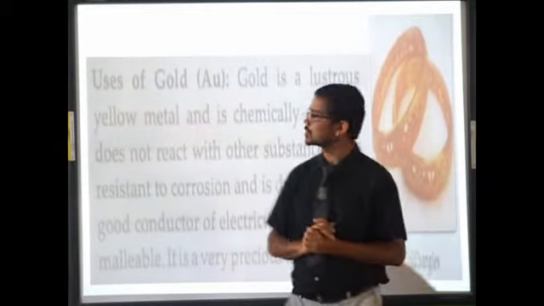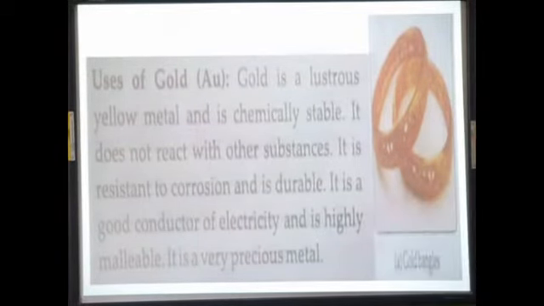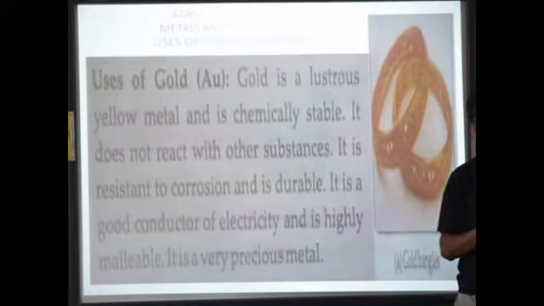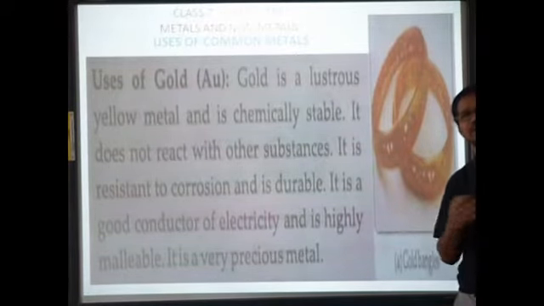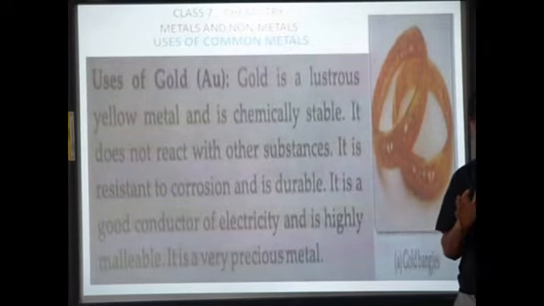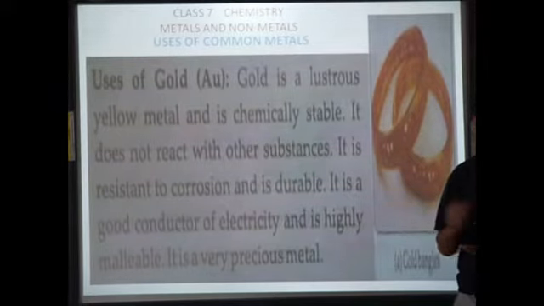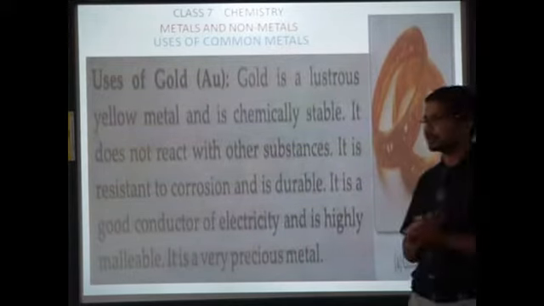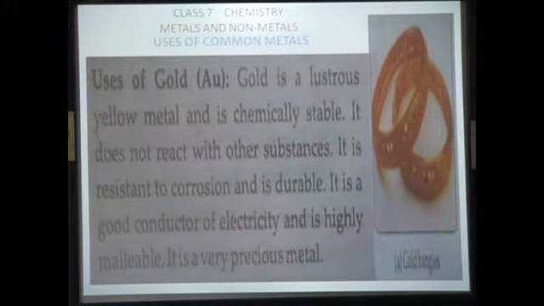Gold is a lustrous yellow metal and is chemically stable. So why do we prefer gold for jewelry? Because gold is stable. It neither reacts with air nor with water, nor acid. Even acid does not react with it. That is very important. So it is very stable. It does not react with other substances. So this is its peculiar property.